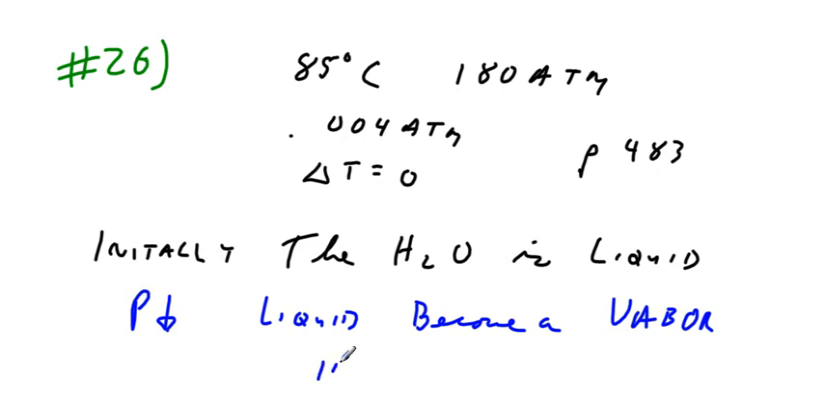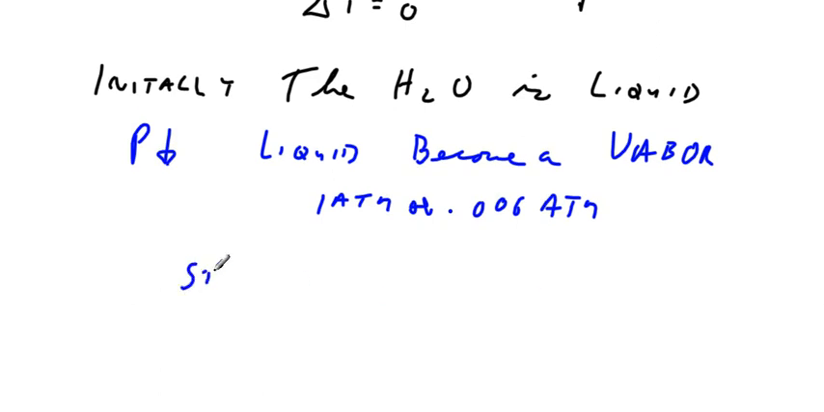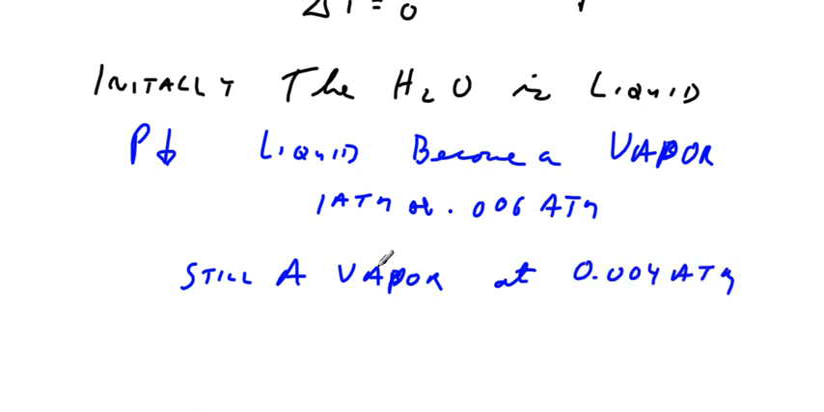Somewhere between 1 atmosphere and 0.066 atmospheres. The graph's not that accurate. We can't really tell exactly where it does. And it should still be a vapor at 0.004 atmospheres. Okay, so that's the A answer. Now we're going to look at the B answer.